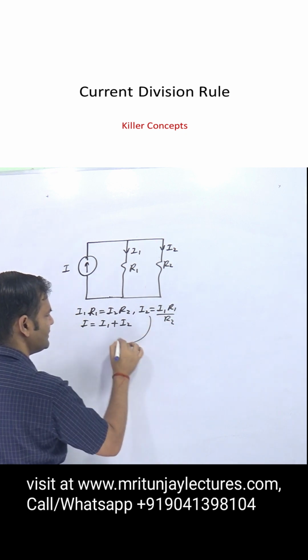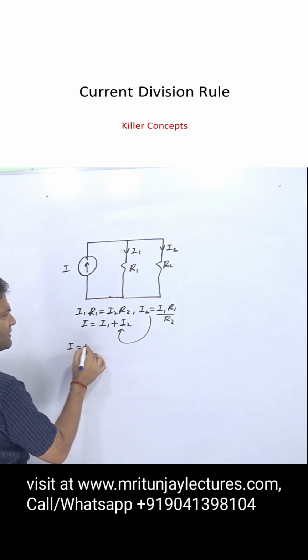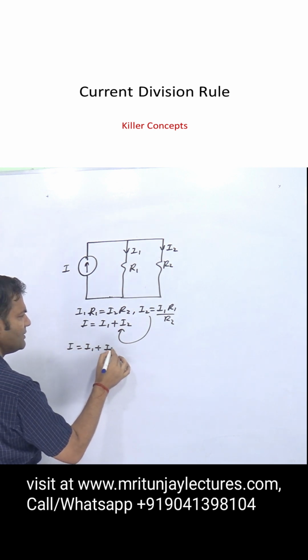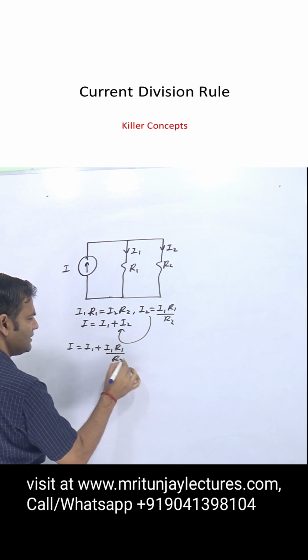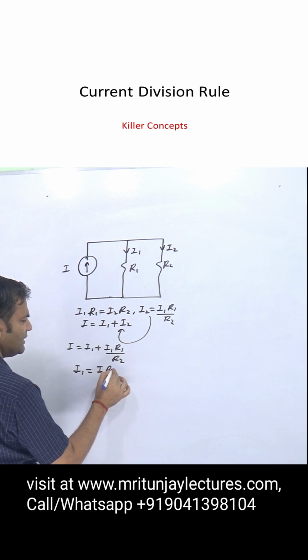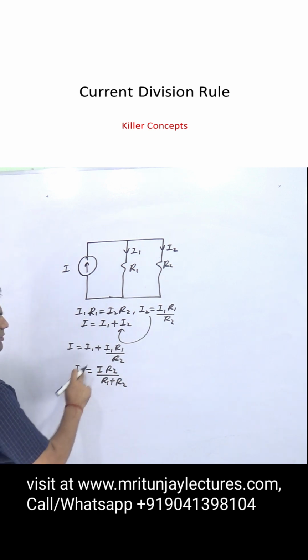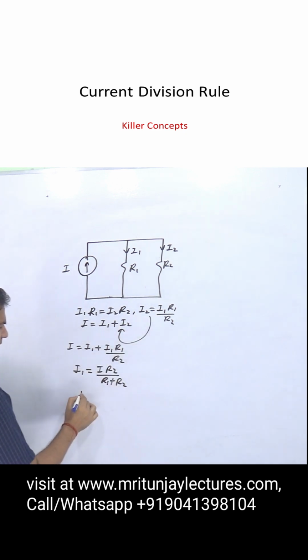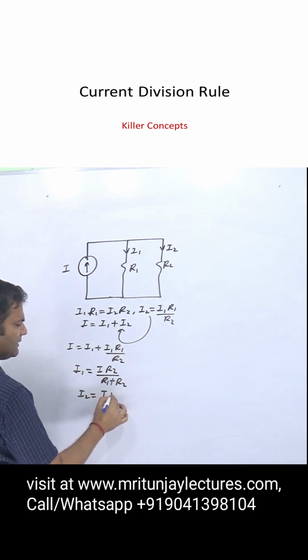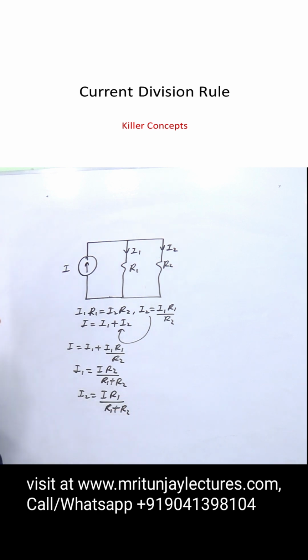If this value is put here, then I is written as I1 plus I1 into R1 divided by R2. So I1 is written as I into R2 divided by R1 plus R2. If this value is put here, then we get I2 as I into R1 divided by R1 plus R2. Clear or not? Very simple.